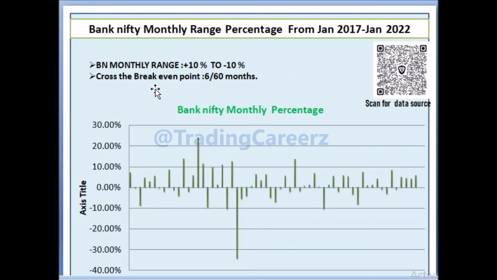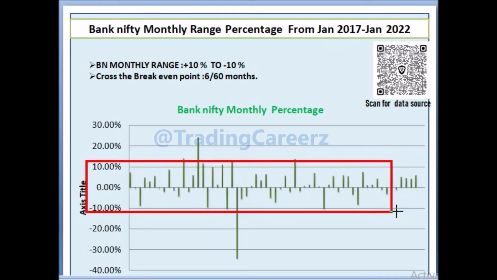See the slide: Bank Nifty monthly range percentage from January 2017 to January 2022. Check the graph. Check the percentage. Most of the time the market stays 10% above and 10% below, in the range only. That means the Bank Nifty monthly range will be 10% above or 10% below. It will move in this range only.